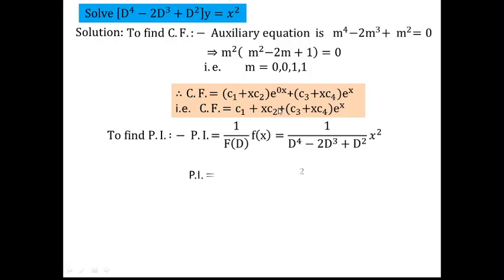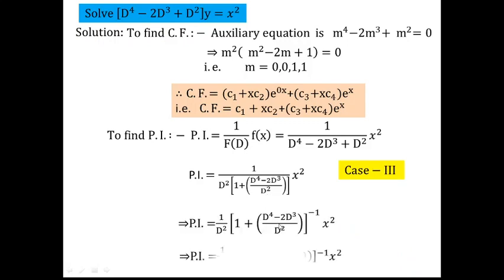Let's find the particular integral. Now look for the lowest degree term over here. The lowest degree term is D square. So we will take D square outside. What is left in place of this is 1, and the remaining term must be divided by D square. Now let's simplify it further before expanding. So we will write this in the numerator and then separate the numerator. D to the power 4 by D square is D square, then minus 2 D cube by D square. So D square will get cancelled and we are left with minus 2D.